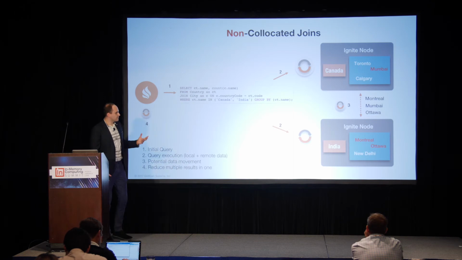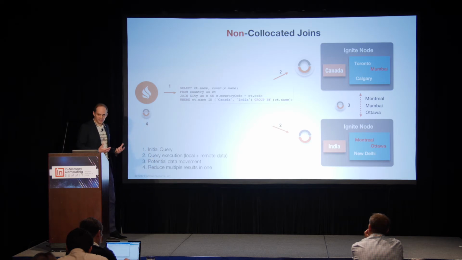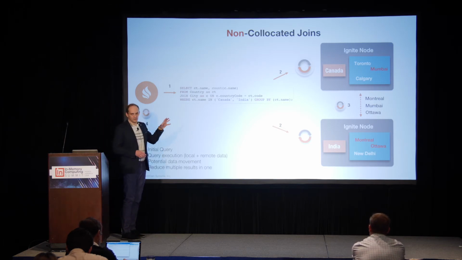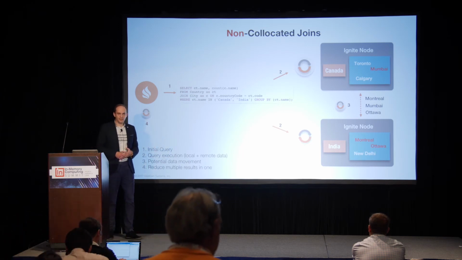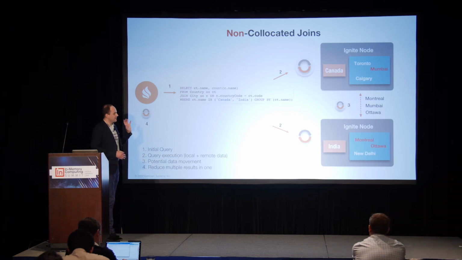So to solve that, we would have to reshuffle the data somehow while we execute the query, so that all these cities are joined with the corresponding countries. This actually works, and this is called a non-collocated join, and it's supported by most of the databases, including Ignite. But performance of this kind of execution is not very good, obviously, because it involves a lot of network communication. It involves a lot of data movement.